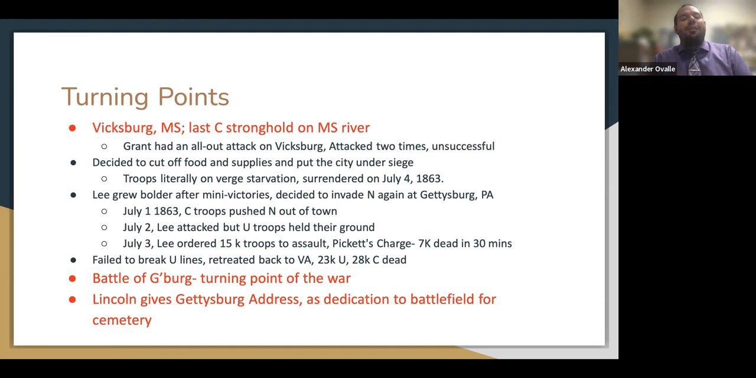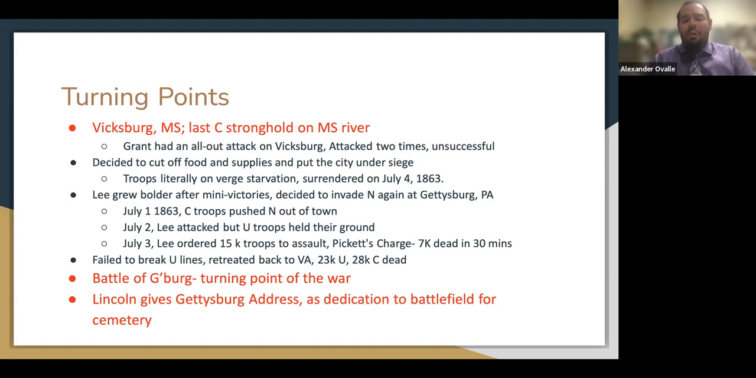Lee failed to break the Union lines. They will retreat back to Virginia. 23,000 Union soldiers dead, 28,000 Confederate soldiers dead. Battle of Gettysburg was clearly a major turning point for the war. Remember, the Union soldiers still outnumbered the Confederates. So a huge loss like this, pretty big. 7,000 dead in 30 minutes? Sure. All right, so Lincoln's going to give his Gettysburg Address, which was a dedication to the battlefield for a cemetery.